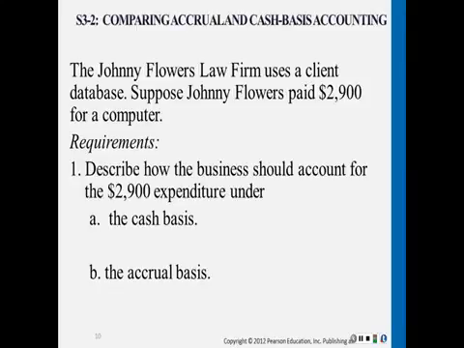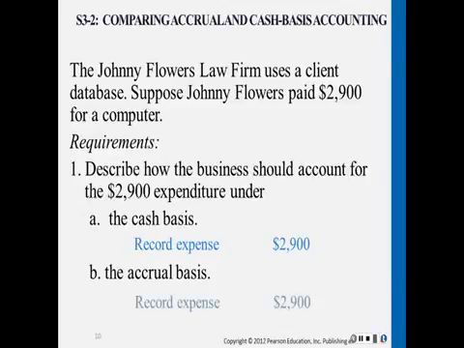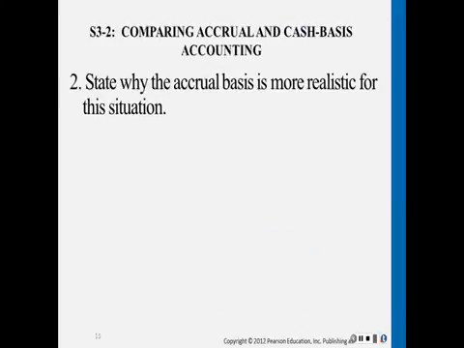Short exercise 3-2 compares accrual and cash basis accounting. The Johnny Flowers law firm uses a client database. Suppose Johnny Flowers paid $2,900 for a computer. In requirement number 1, describe how the business should account for the $2,900 expenditure under the cash basis and then under the accrual basis. Under the cash basis, it would record the expense for $2,900. Under the accrual basis, it would record the expense at $2,900.